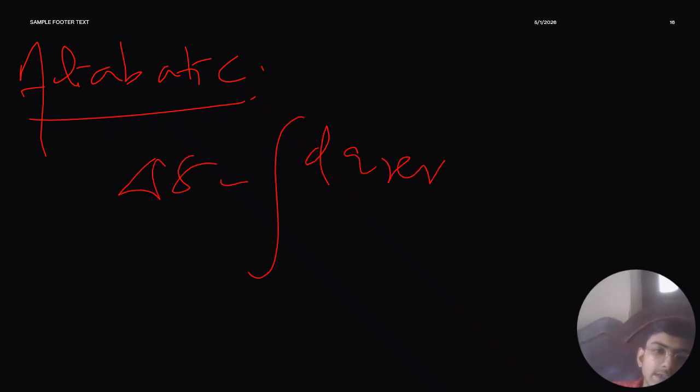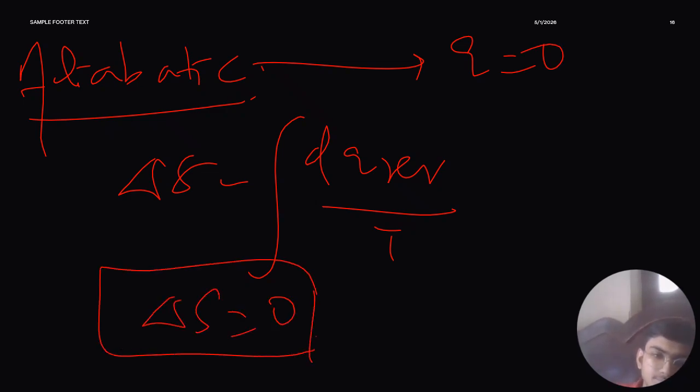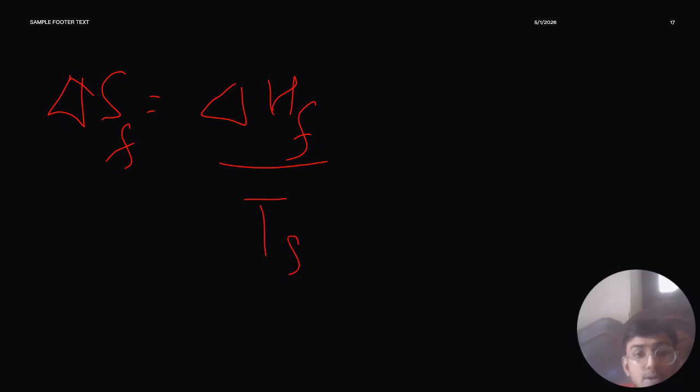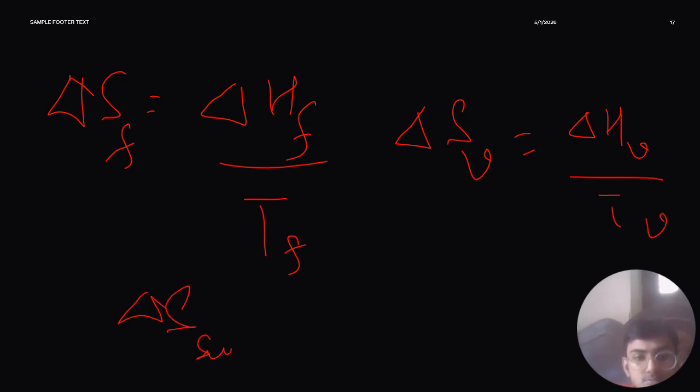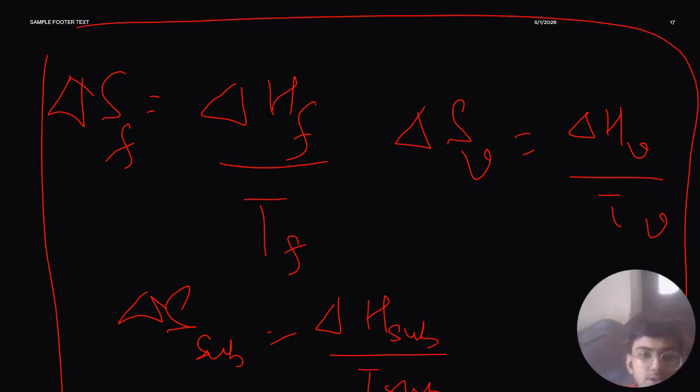For the adiabatic process, it is quite obvious and quite easy using this definition: the heat exchange is 0, so entropy change will be 0. Some more, a little more advanced, but you have to remember this: for the fusion process, delta S of fusion will be delta H of fusion over freezing temperature. Then for vaporization it will be like this. For sublimation it will be like this. I think you got these points.